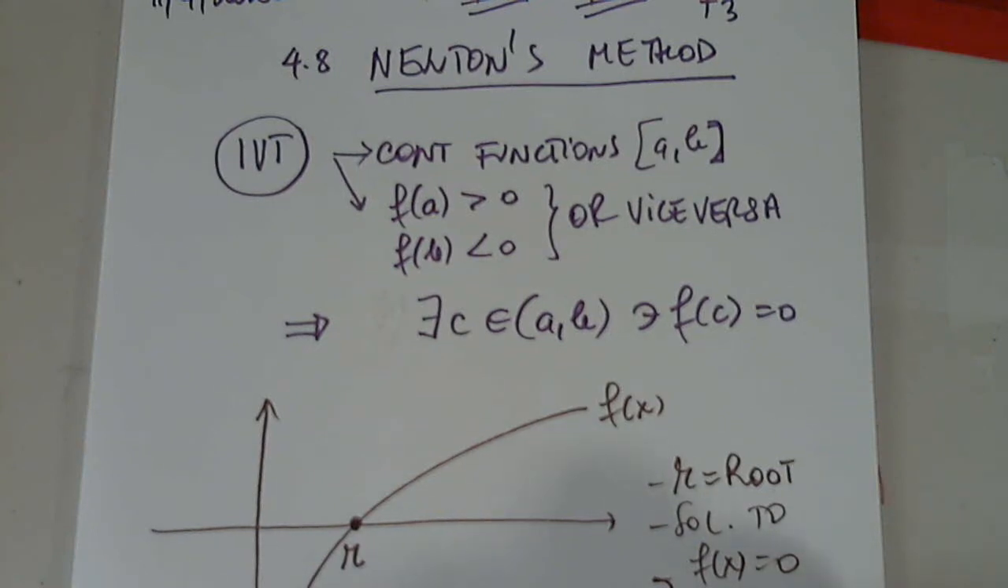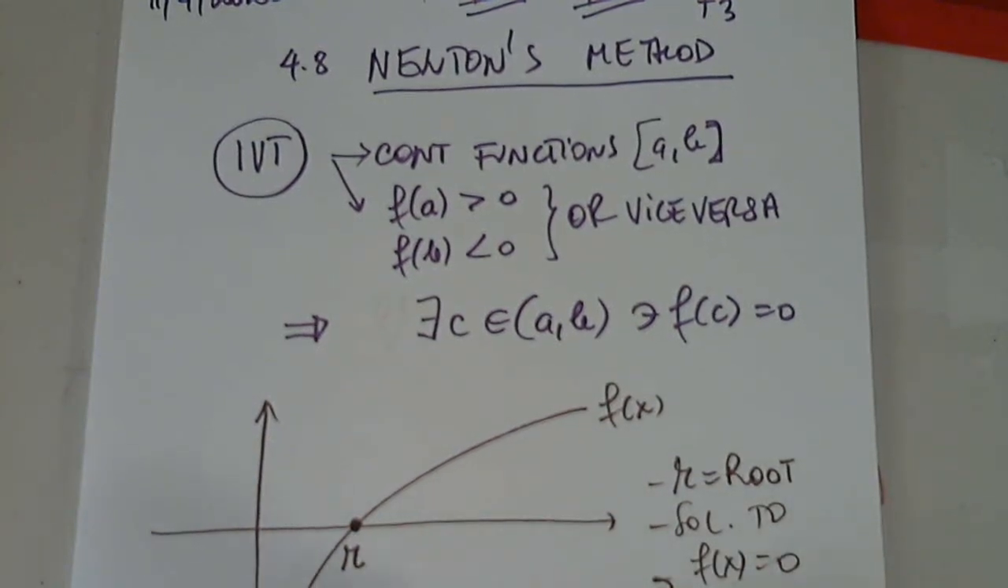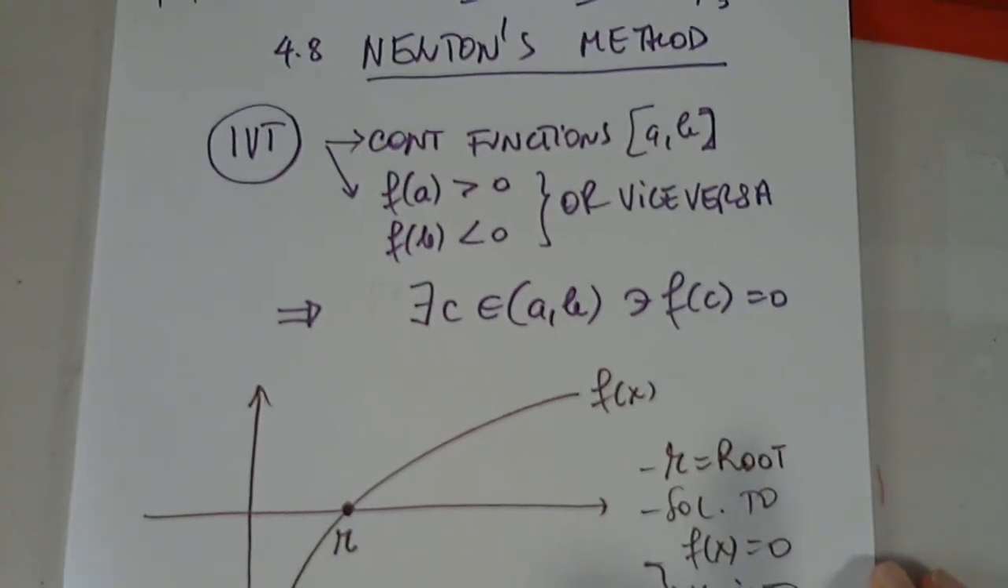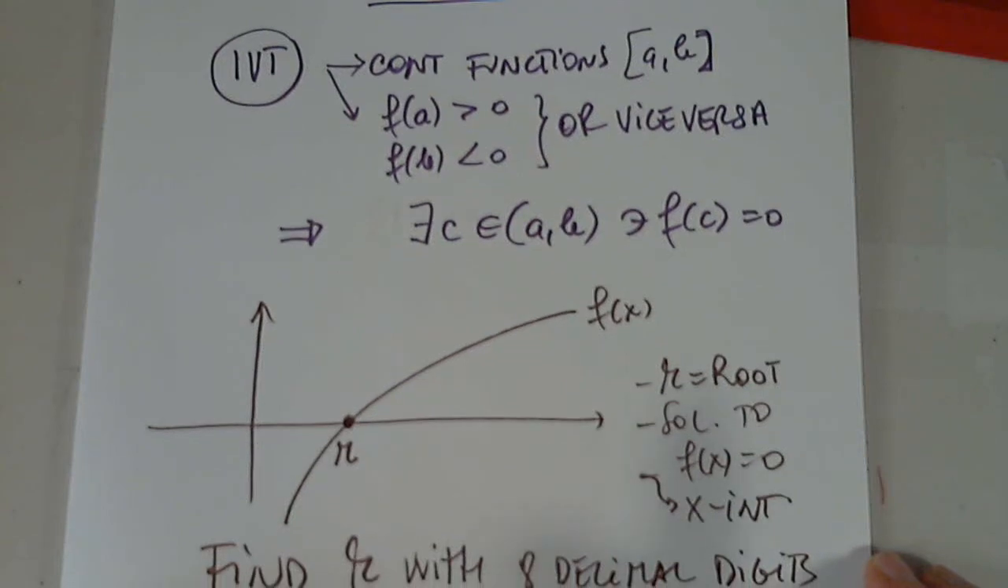Or x-intercept. And the target is to find r. Find r. Let's say with 8 decimal digits. Approximation. Of course, we're not talking here about a linear function. We're not talking here about an equation that can be solved algebraically.